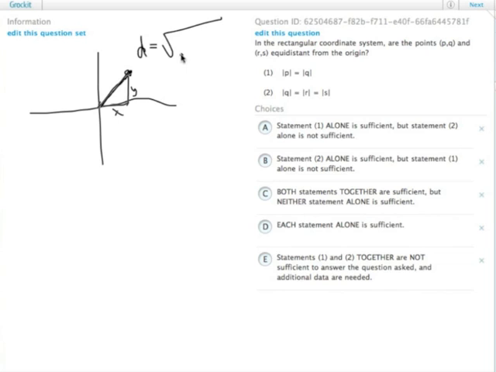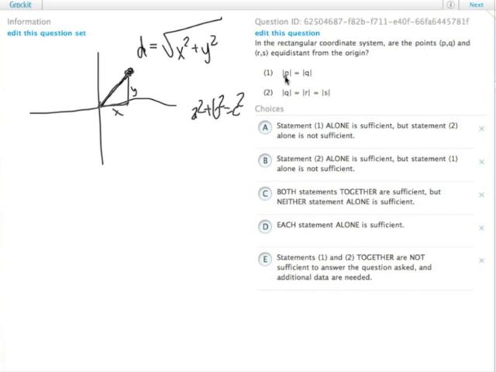equal to the square root of the x value squared plus the y value squared, because a squared plus b squared equals c squared. So basically, if we can get the x value and the y value of the 2 points, or find out that the x and the y values are the same without getting the actual numbers, we can determine that they have the same distance from the origin.